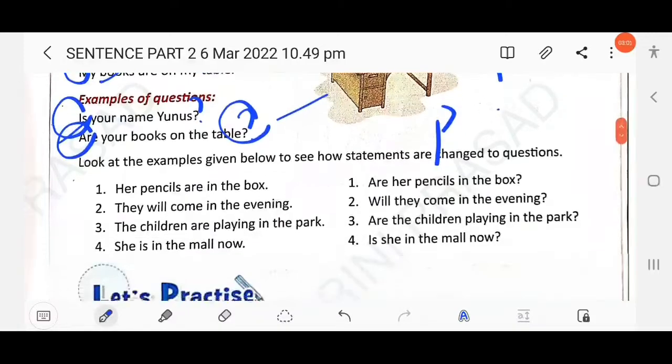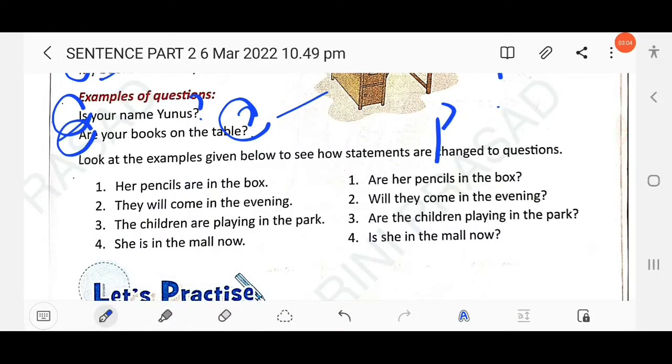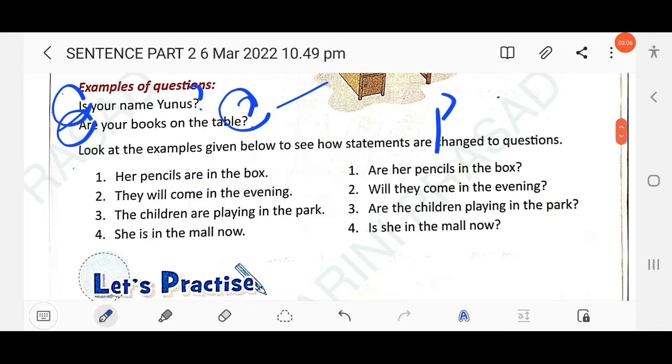Next, look at the examples given below to see how statements are changed into questions. Look at the first example: Her pencils are in the box. If you want to change a statement into an interrogative, meaning a yes/no question, you must find out the verb. The verb here is are. Similarly, they will come. Here will is the verb. Then, the children are.